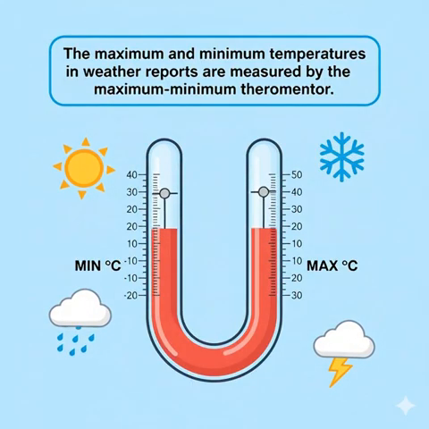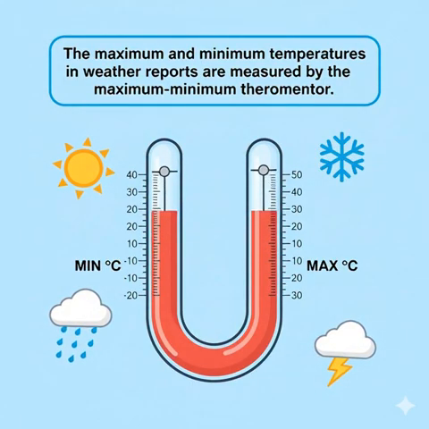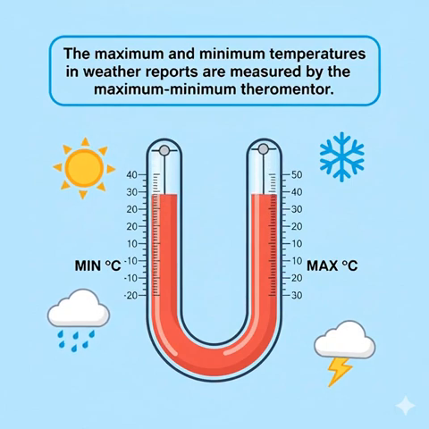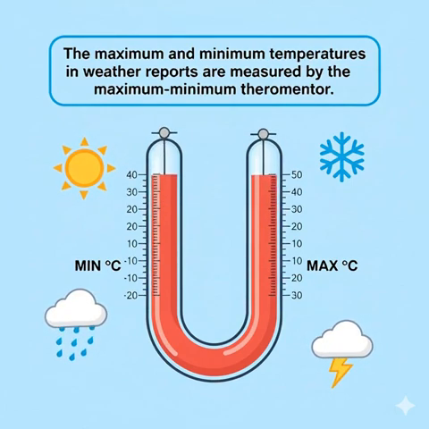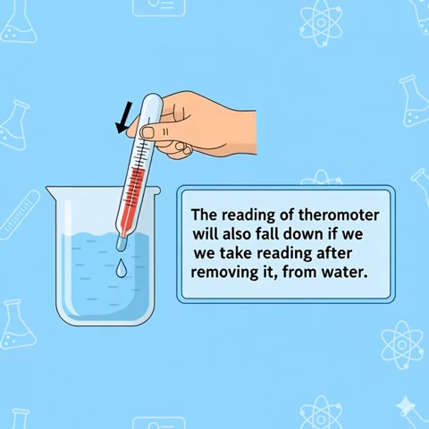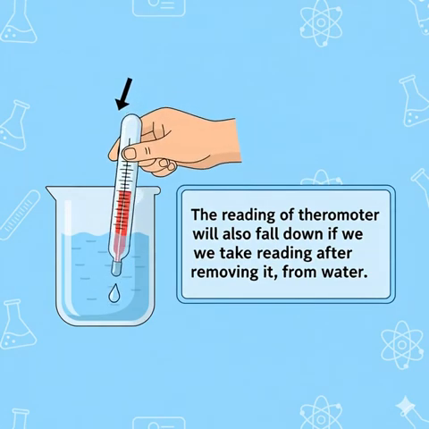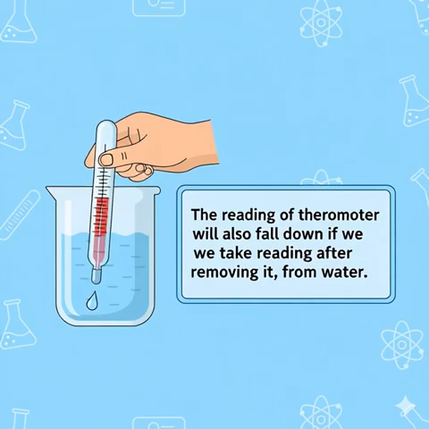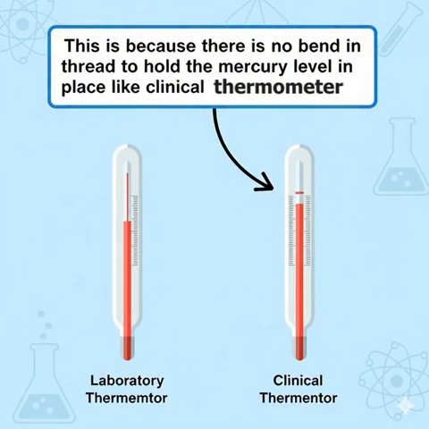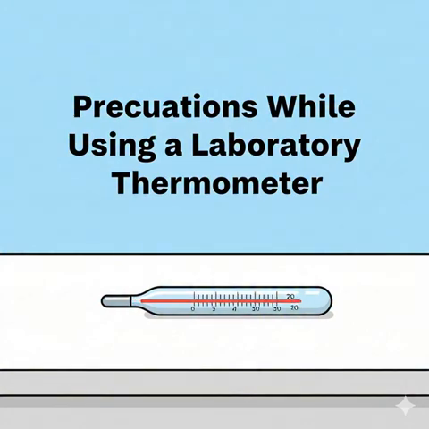The maximum and minimum temperatures in weather reports are measured by the maximum-minimum thermometer. The reading of the thermometer will also fall down if we take the reading after removing it from water. This is because there is no bend in the thread to hold the mercury level in place, like in a clinical thermometer. Precautions while using a laboratory thermometer.